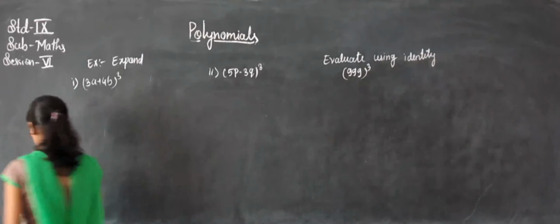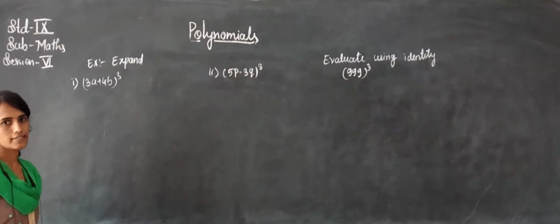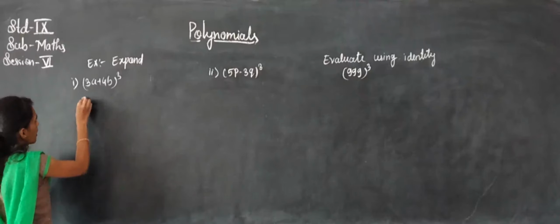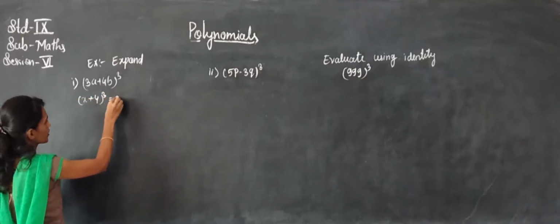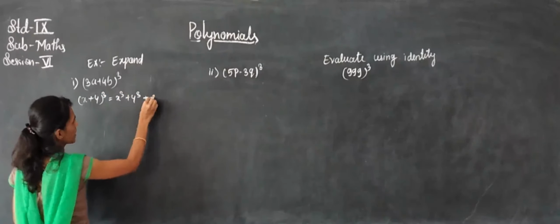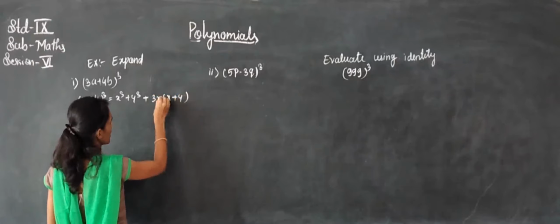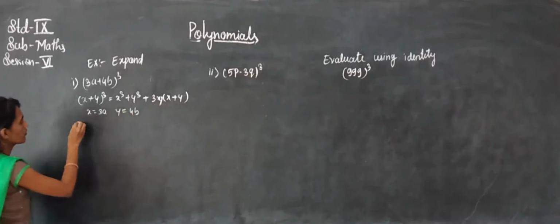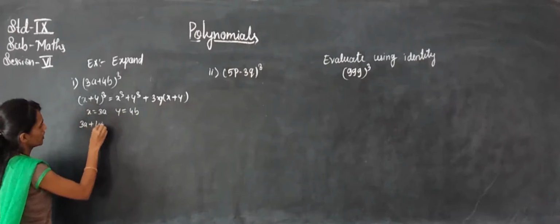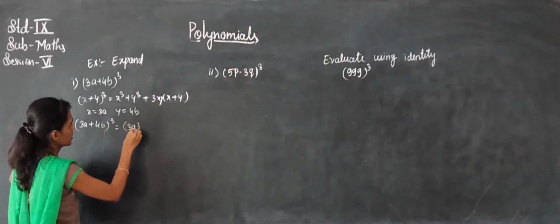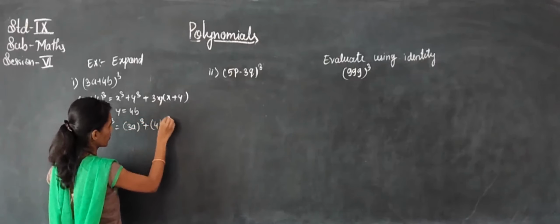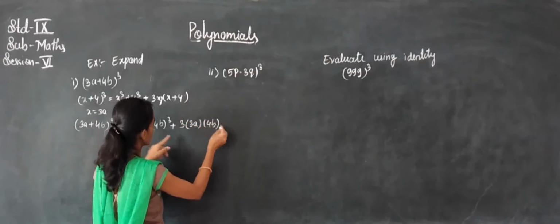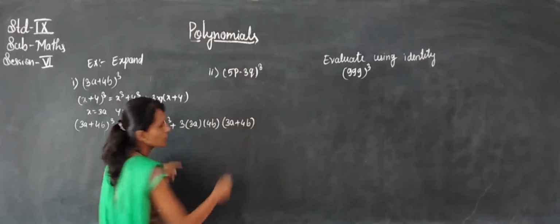So here, the examples will be on the 6th and 7th identity. So here (3a + 4b)³, this is equal to x³ + y³ + 3xy(x + y). So x is equal to 3a, y is equal to 4b. Substitute the values in the formula: (3a)³ + (4b)³ + 3(3a)(4b)(3a + 4b).